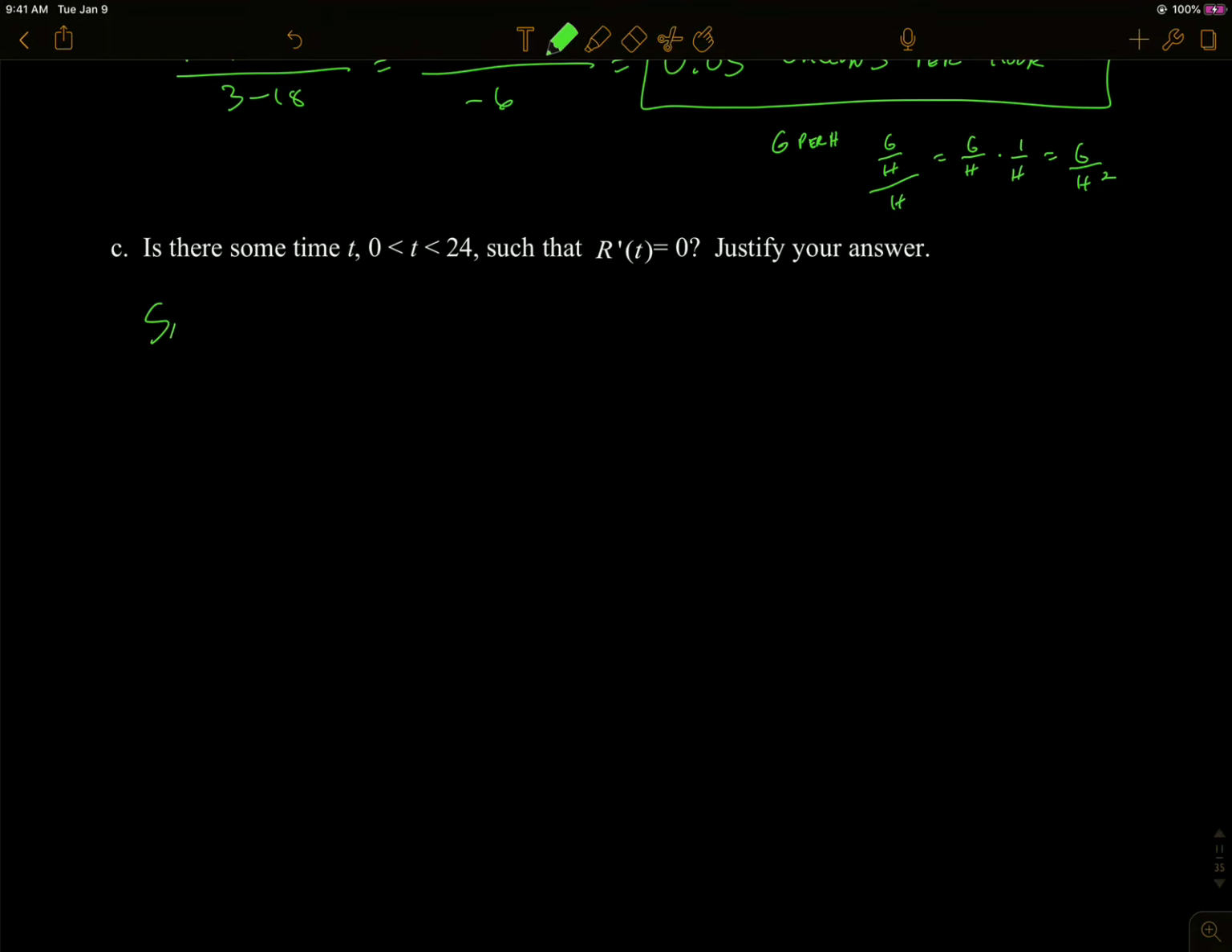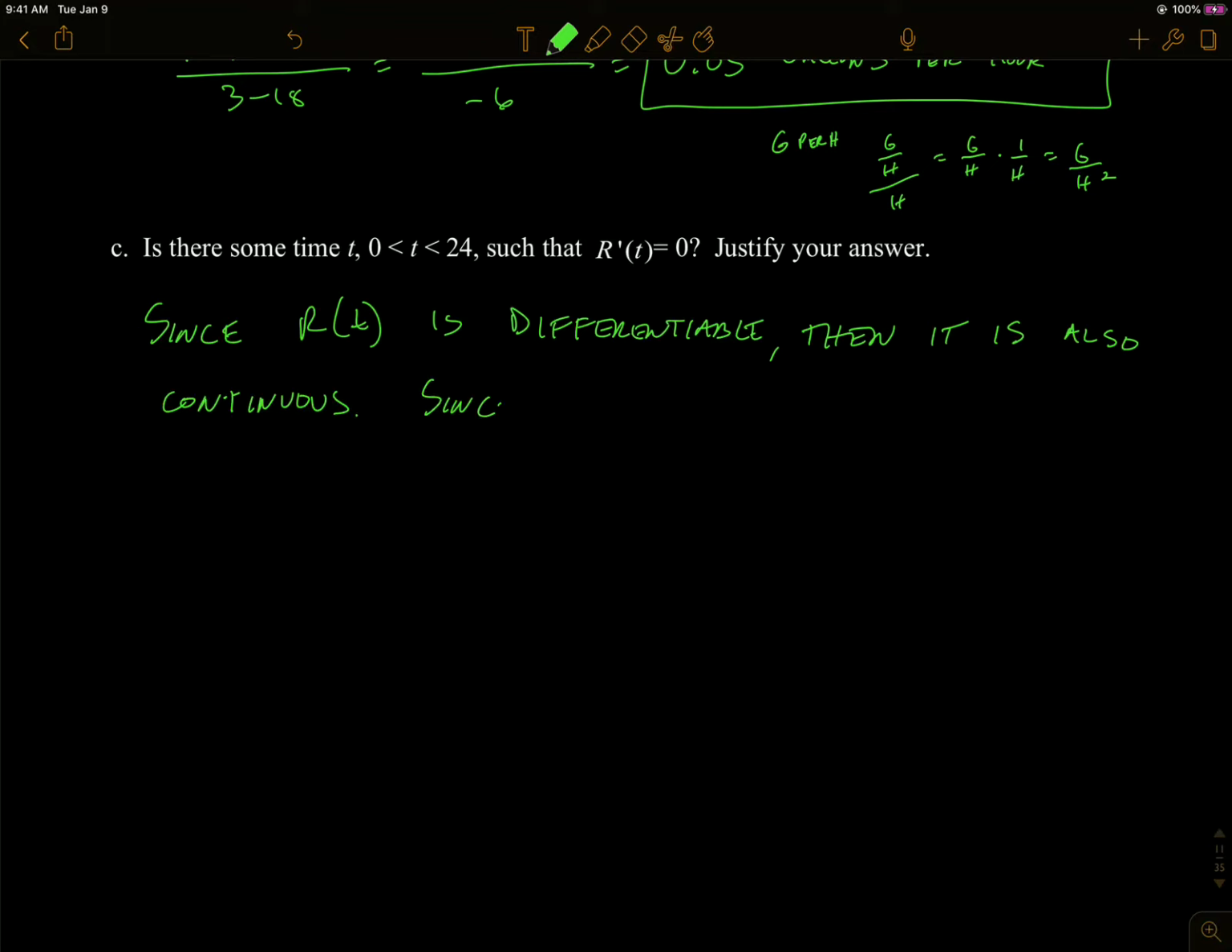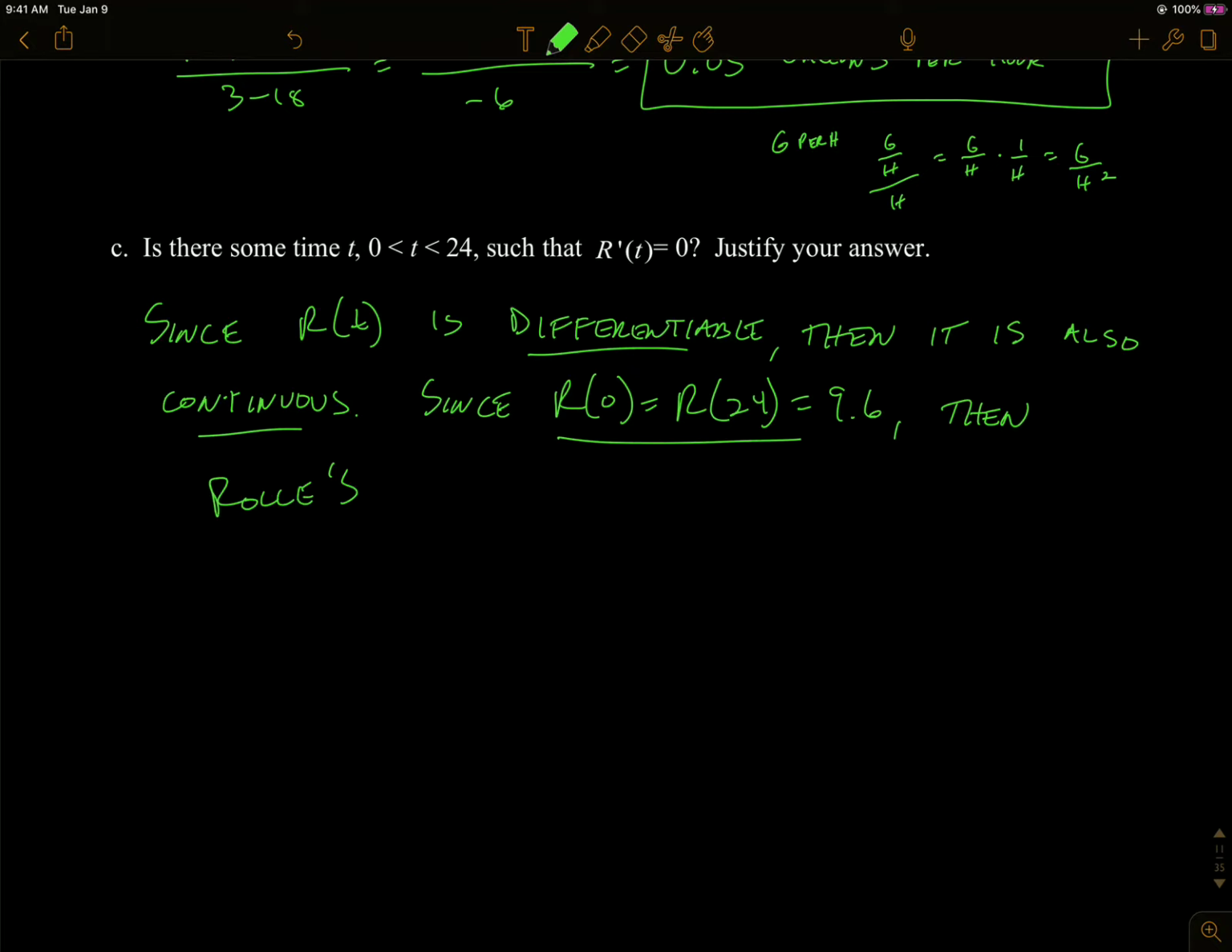So we can say since r of t is differentiable. Remember, we have to state that. Then it is also continuous, because differentiability implies continuity. Since r of 0 equals r of 24, and we saw that both of those y values were 9.6, then Rolle's theorem, we have all three conditions met. Differentiable, continuous, and the endpoints have the same height.